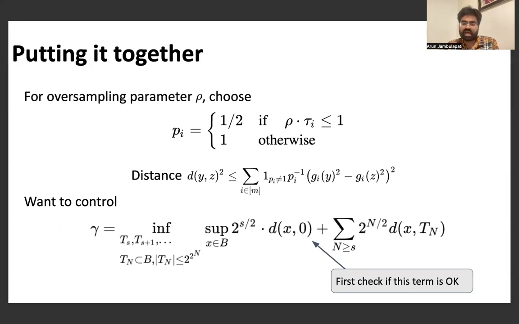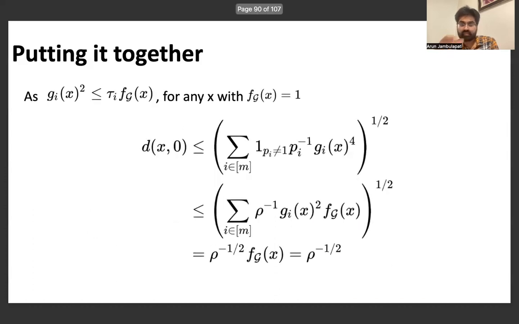Okay, so as we recall from the previous sections, we have this chaining distance defined as follows, and our goal is to control this parameter gamma. This gamma ultimately affects the quality of a resulting sparsifier. So we have two terms here. We have this first term and this summation. We're first going to check that this first term is okay.